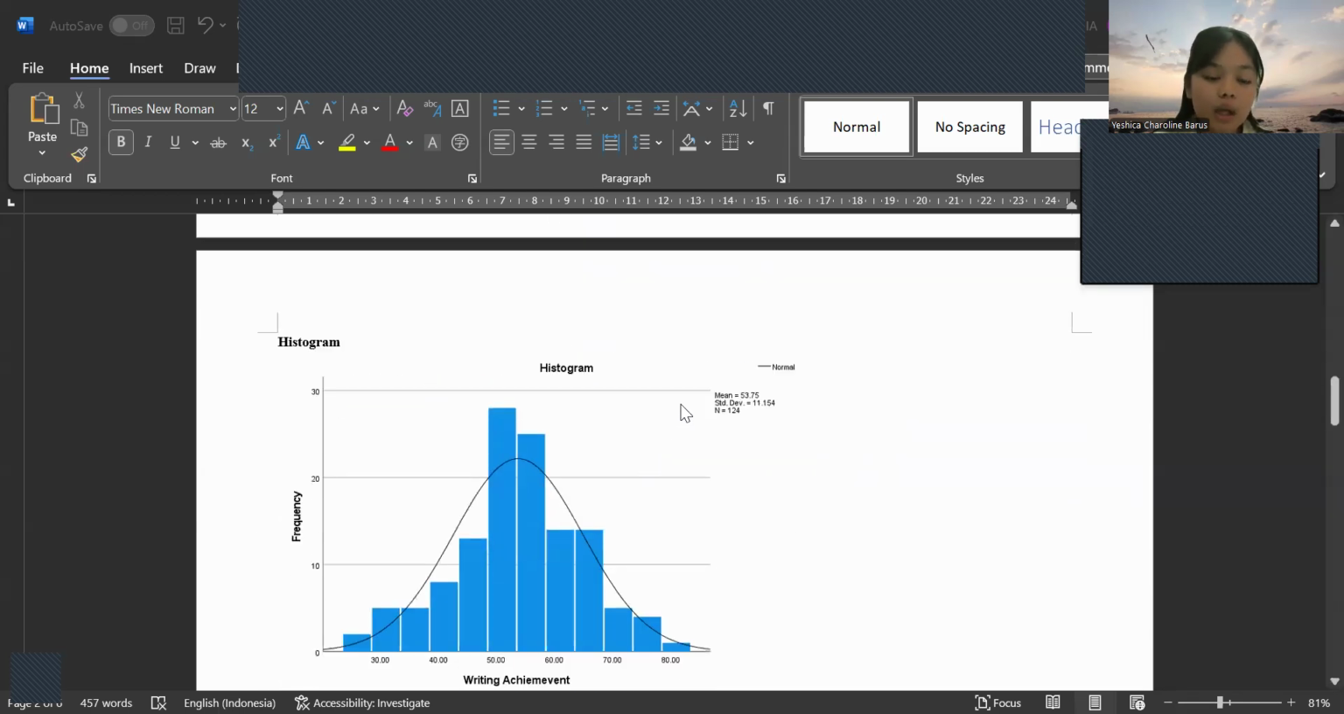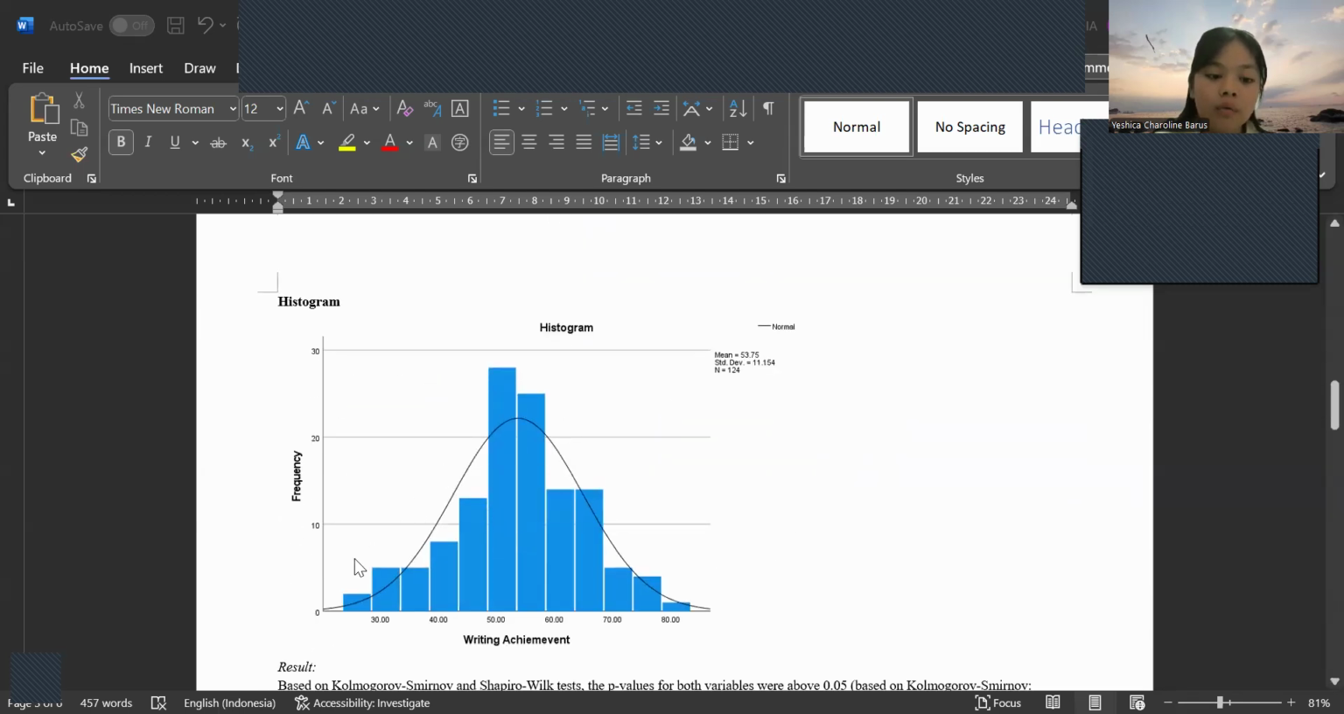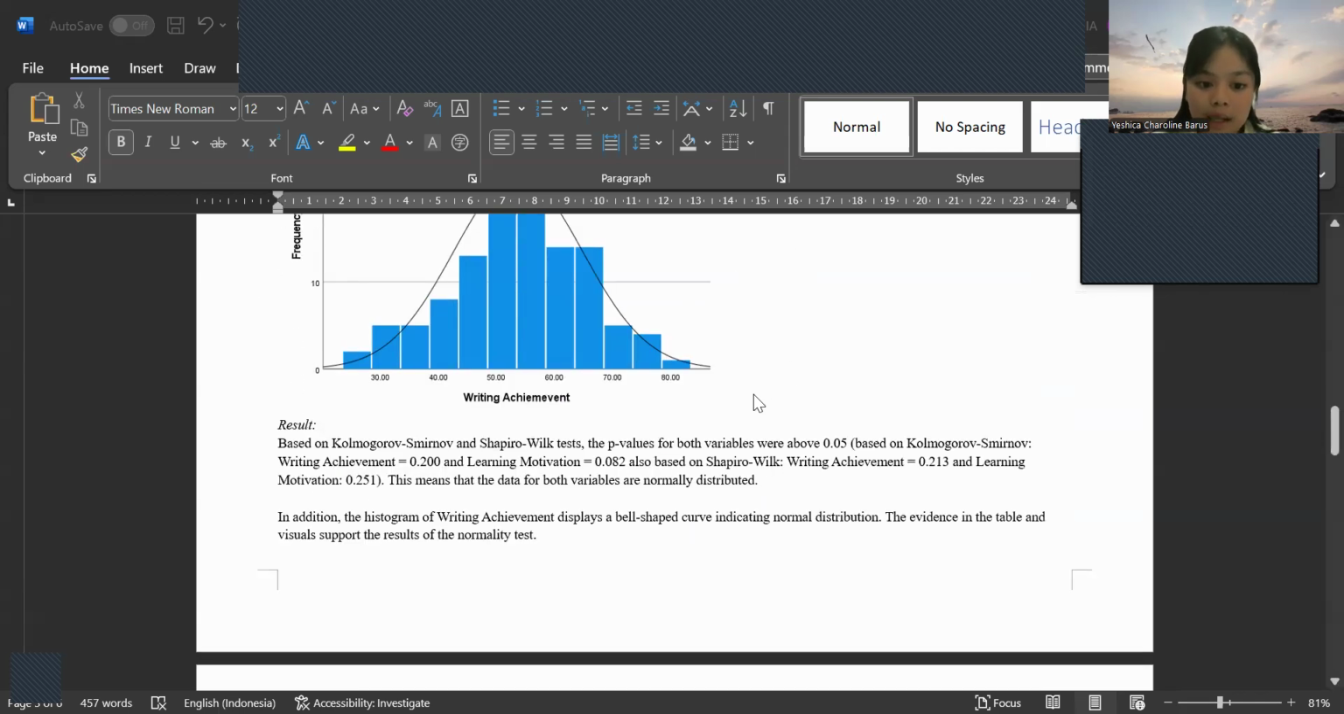Then we go into the histogram. For the histogram, we can see the bell shape in here. Then we can make sure the variables are normally distributed. And then the standard deviation in here is 11.154. That means the values spread normally.